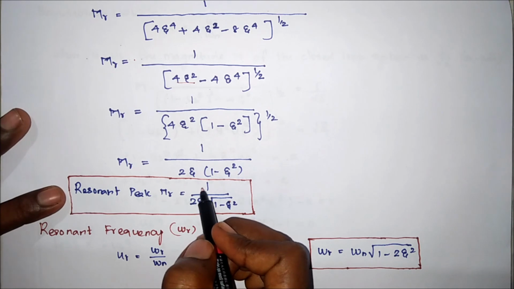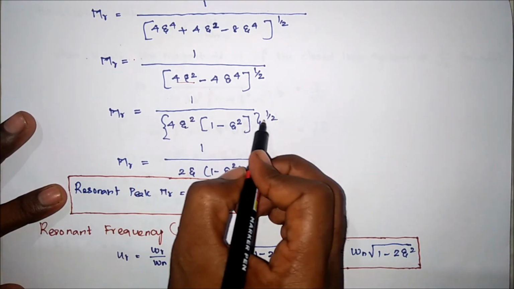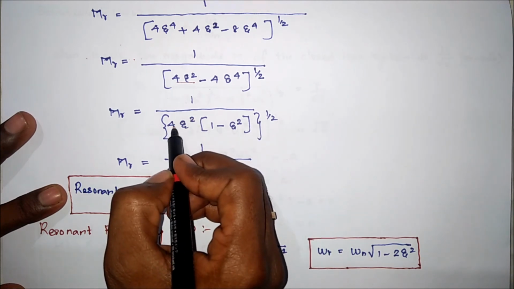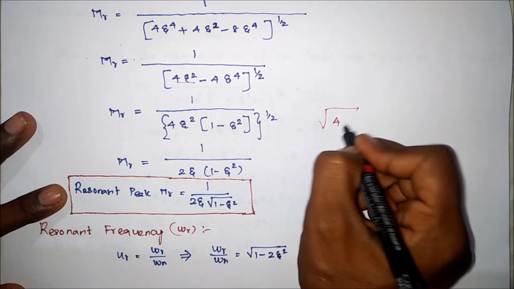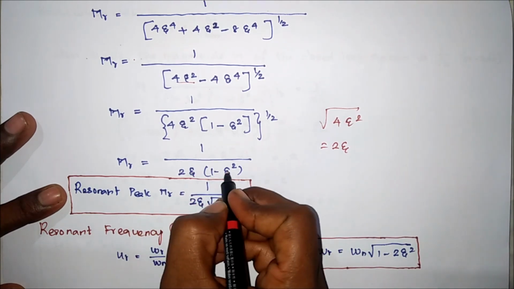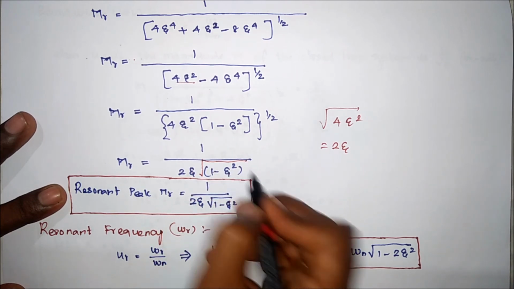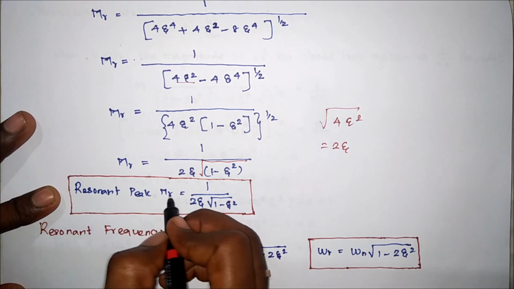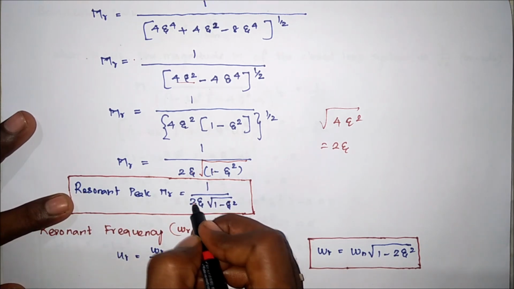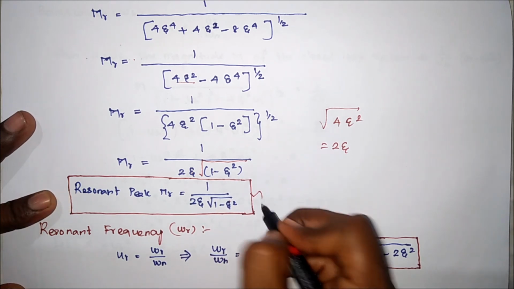So now, if we take this 4 eta square outside, we have to take the square root of it. So it means we can say square root of 4 eta square equal to 2 eta. So therefore 2 eta into square root of 1 minus eta square. So we can say resonant peak equal to mr equal to 1 by 2 eta into square root of 1 minus eta square. So this is the resonant peak.